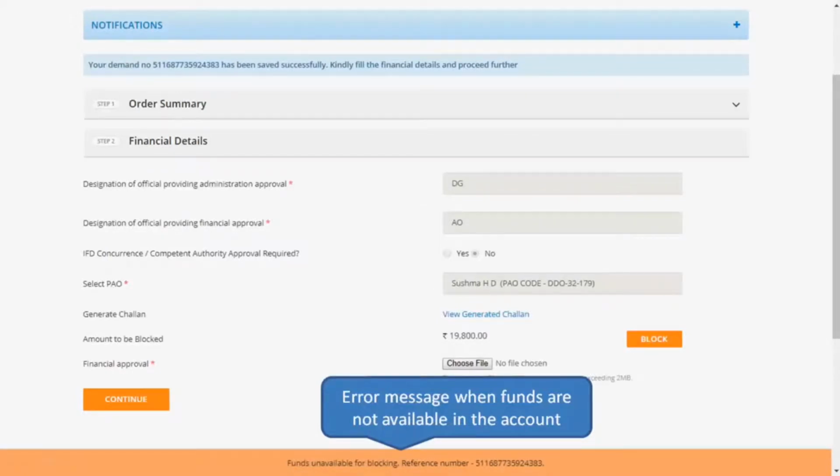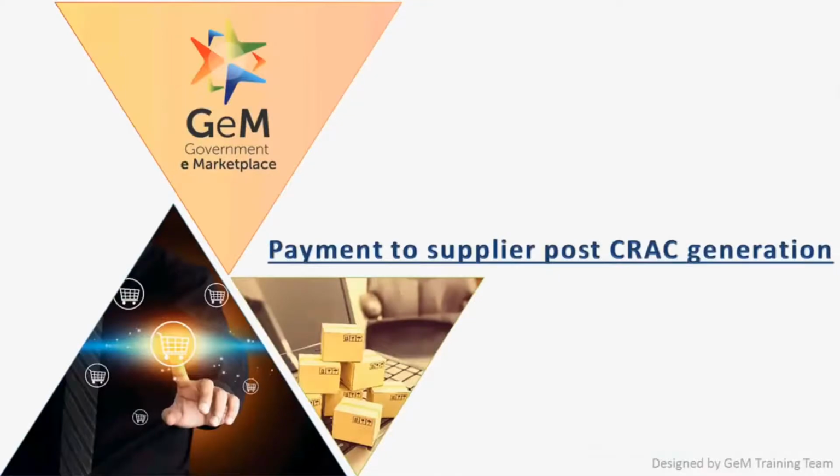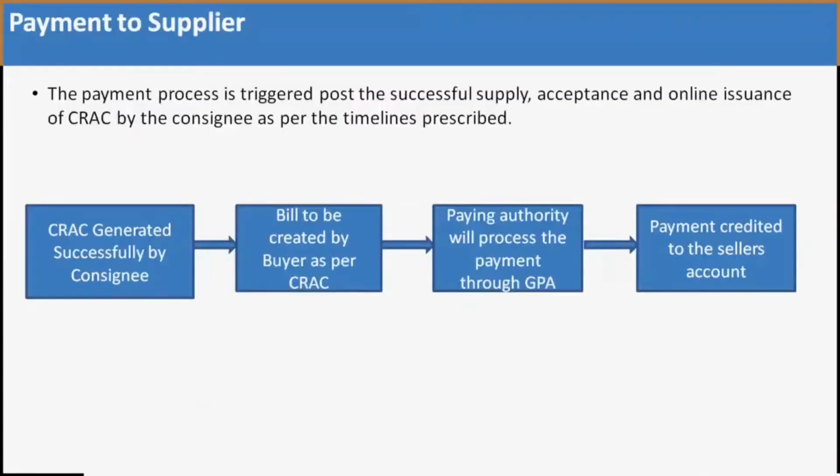Please note, an error message will be displayed on the screen if funds are not available in the account. In the next screen, you can see the payment to supplier process, post CRAC generation. Once CRAC has been generated successfully by the consignee, bills need to be created by the buyer as per the CRAC and sent to the paying authority. The paying authority will process the payment through GPA.